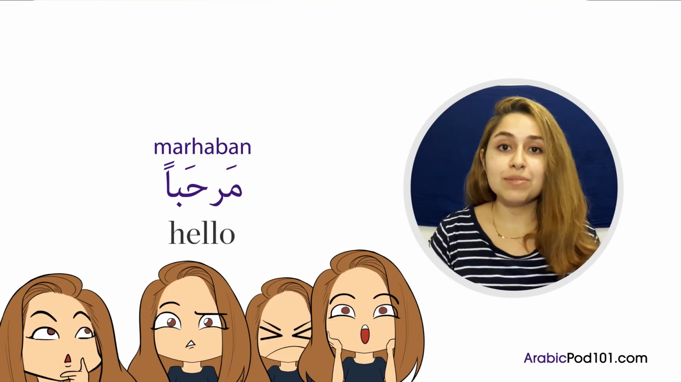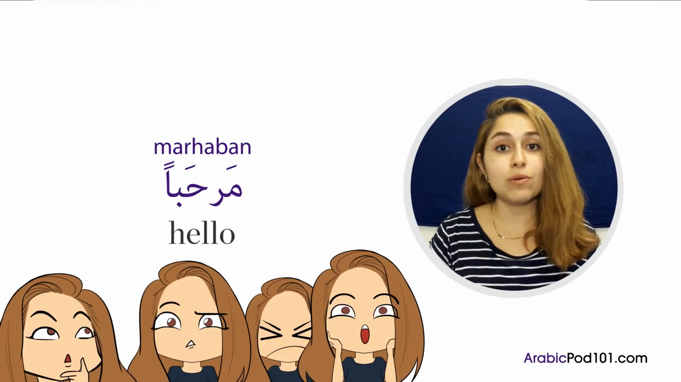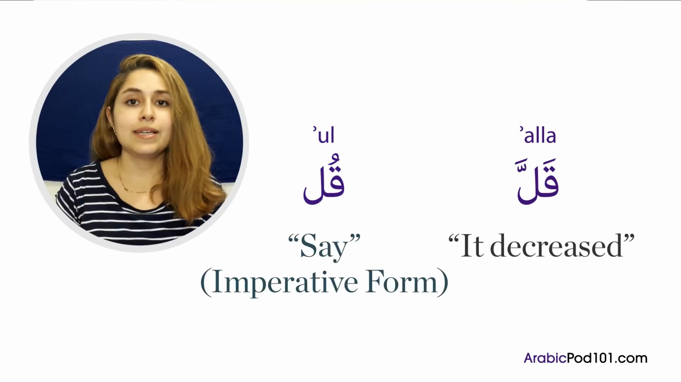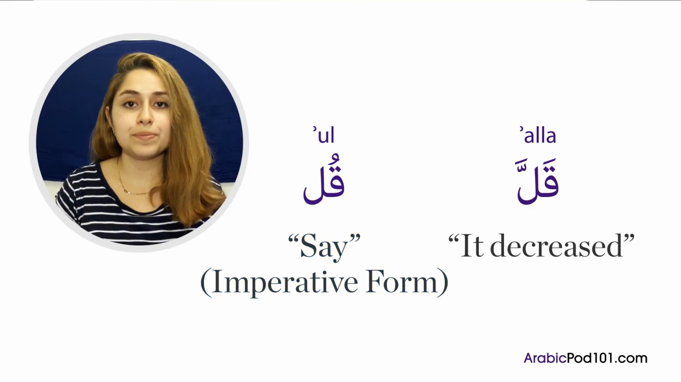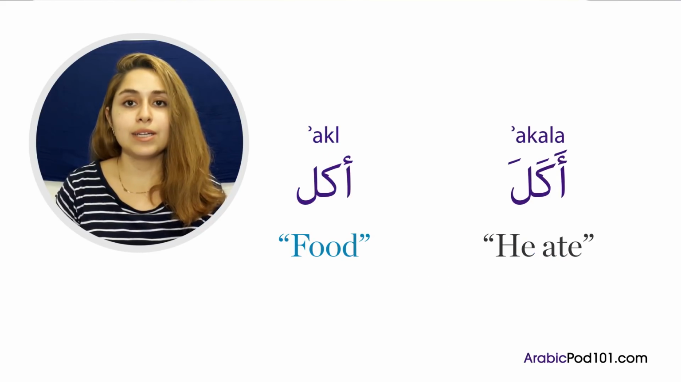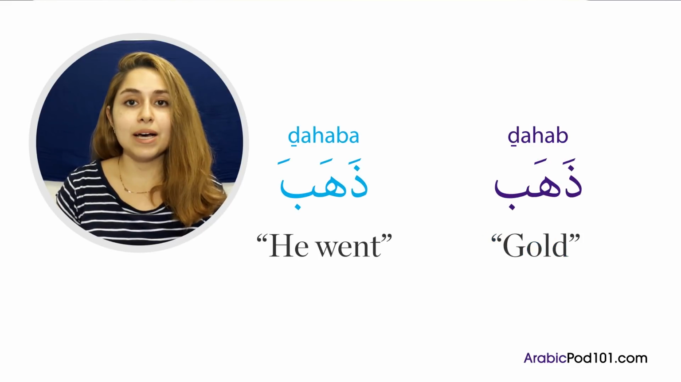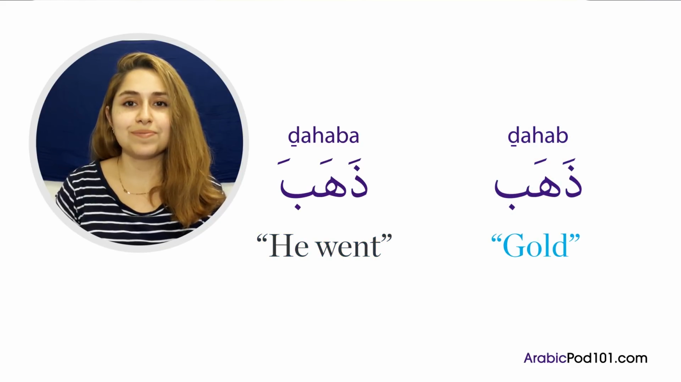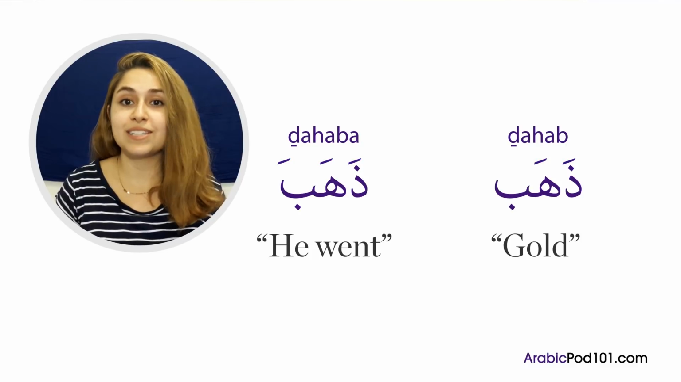That means that you'll sometimes see words that look the same when they're unvoweled but have a different pronunciation. Let's see some examples for that. قل, say in the imperative form. قل, it decreased. أكل, food. أكل, he ate. ذهب, he went. ذهب, gold.